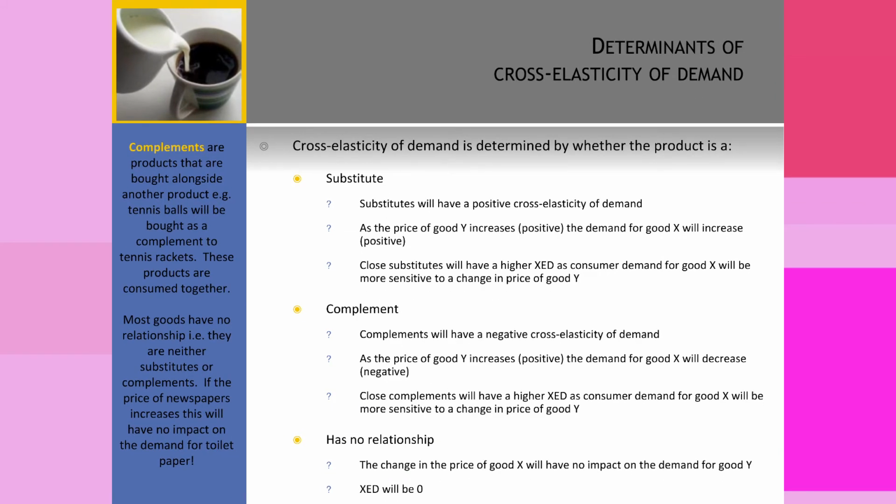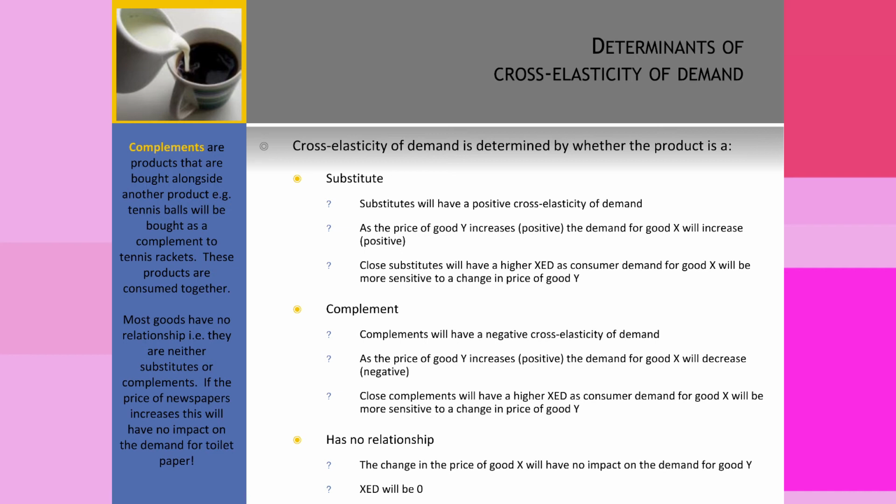So determinants of cross-elasticity, they could be substitute goods, complementary goods, or there could be no relationship. So remember that complements are products that are bought alongside each other, coffee and milk. And complements will have a negative cross-elasticity of demand. As the price of good Y increases, the demand for good X would decrease. So the price of milk goes up, the demand for coffee would go down because you buy them together.